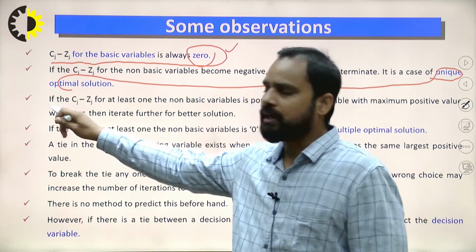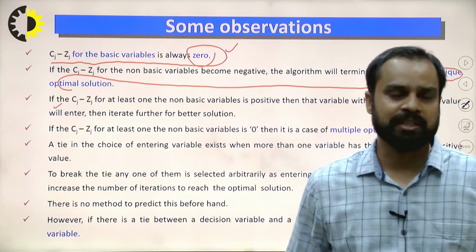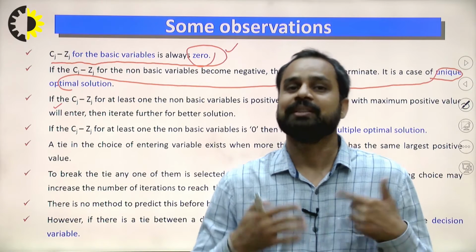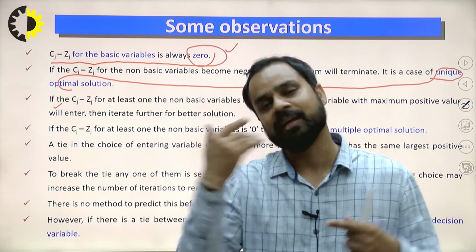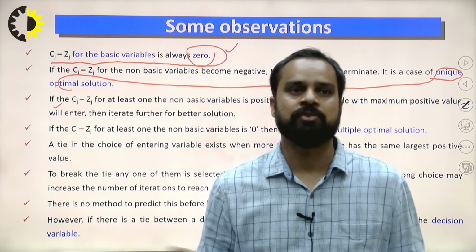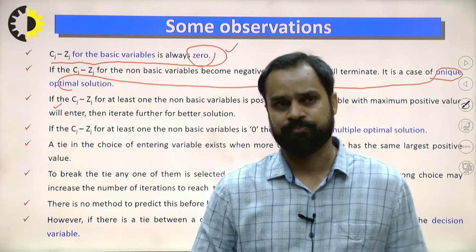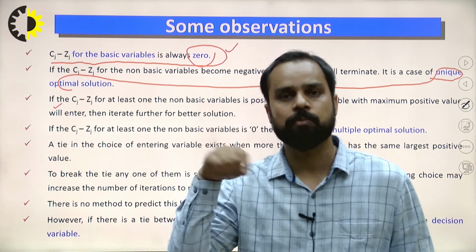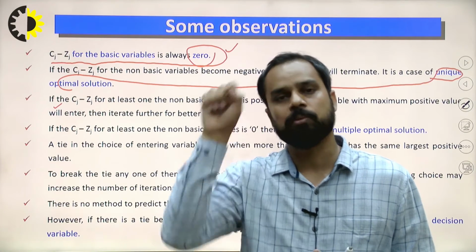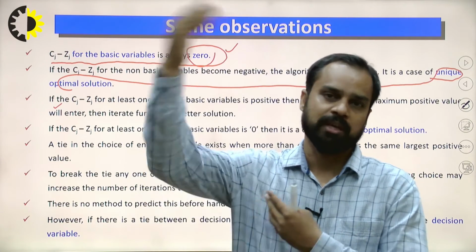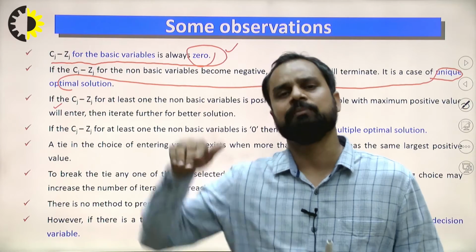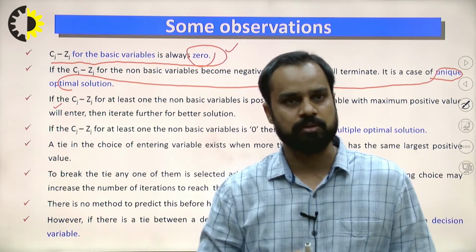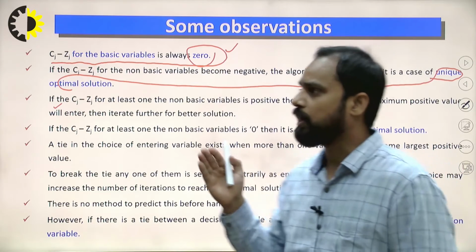The third point indicates that if Cj minus Zj for at least one of the non-basic variables is positive, then the variable with maximum positive value will enter, then iterate further for better solutions. In every iteration we find the most positive Cj minus Zj value if the problem belongs to maximization, so that we can choose the entering variable, then we select the leaving variable. On that basis we do the next iterations. This way we can proceed to solve any optimization problem.